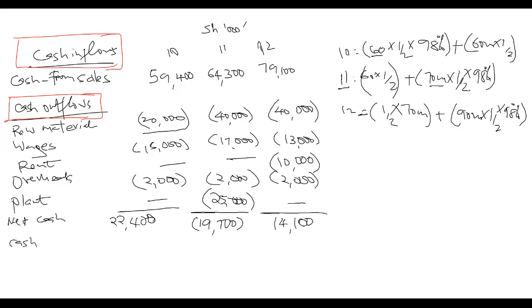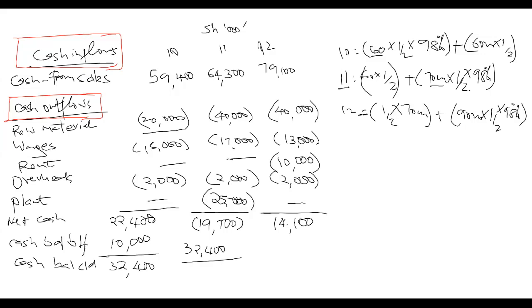Then you have cash balance brought forward. Don't forget in note 5, on 1st October, the company plans to have 10 million in the bank. So we have 10 million here already at the beginning of the month. And the cash balance carried down is 32,400, the closing balance for the month of October, which is the opening balance for November. The closing balance for November is 12,700, therefore that's the opening balance next month. The closing balance for the month of December is 26,800, and that's how you prepare a cash forecast.